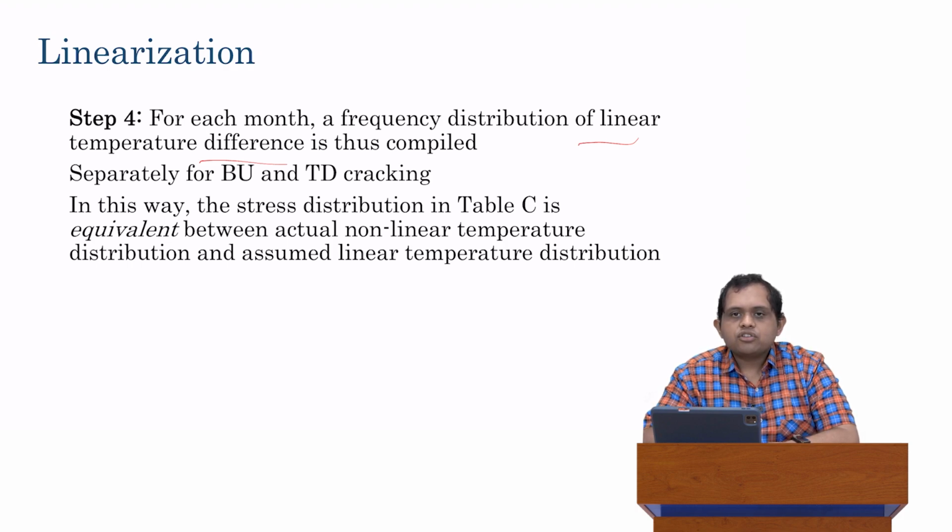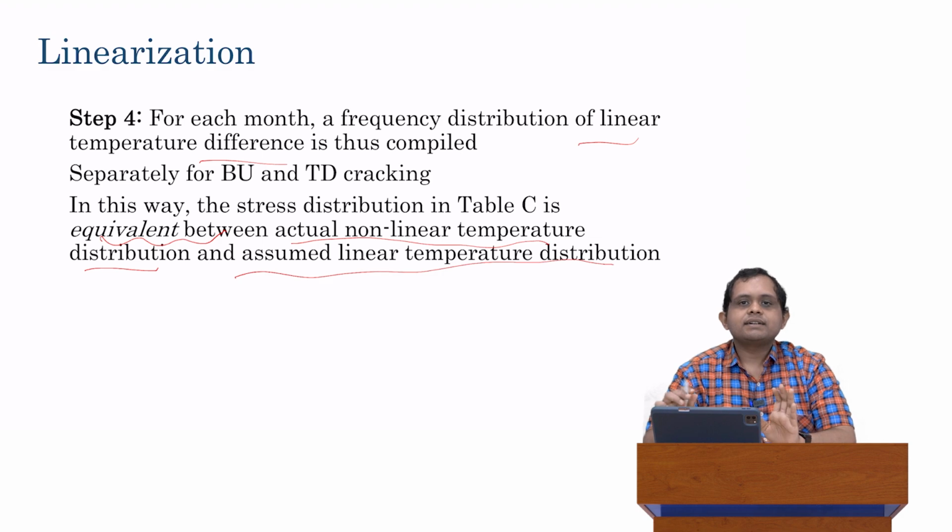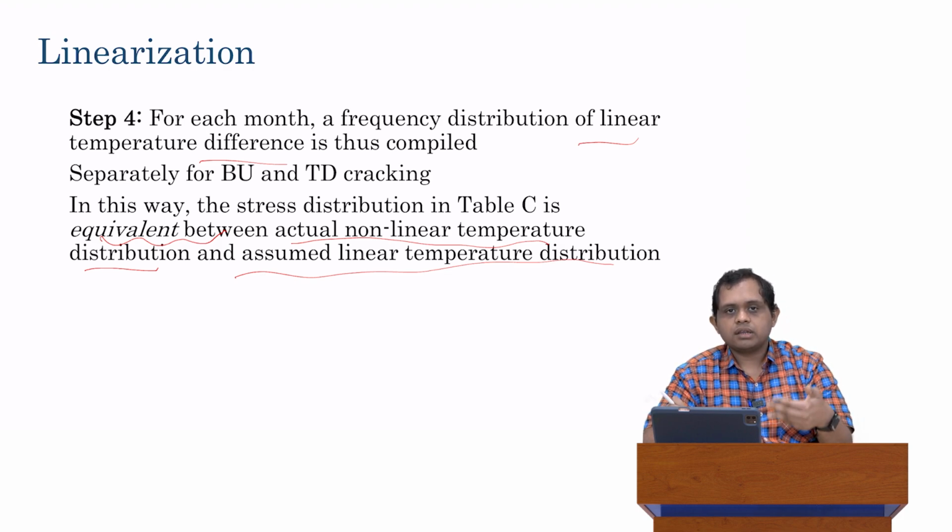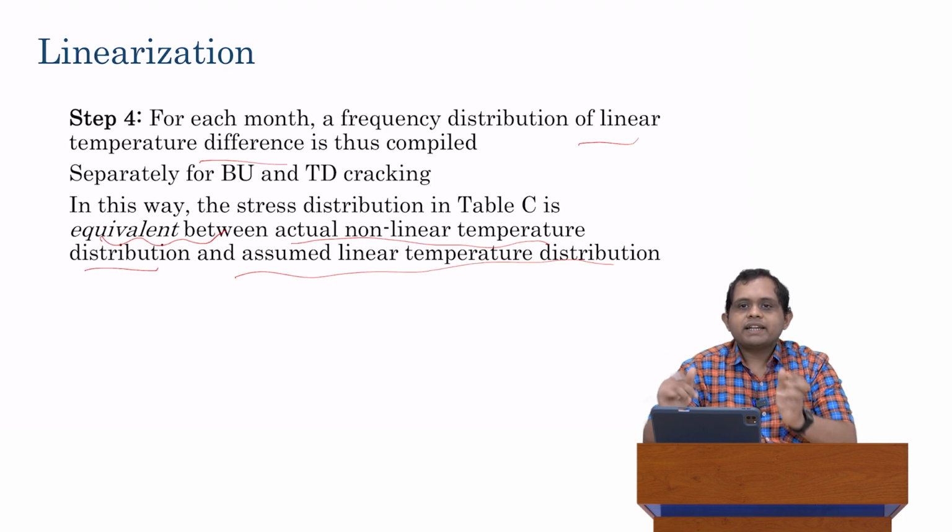And in this way, the stress distribution in table C, as I've been saying, is equivalent. The amount of stress we're getting in table C is equivalent whether we use the actual nonlinear temperature distribution or the assumed linear temperature distribution. So we have constructed an equivalency still for the reference load. I still haven't come to the actual traffic yet. But for the reference load, we have constructed an equivalency between the stress developed due to the actual nonlinear temperature distribution and the stress developed for an assumed linear temperature distribution. So we might get something like this.